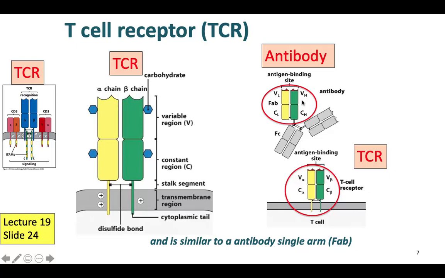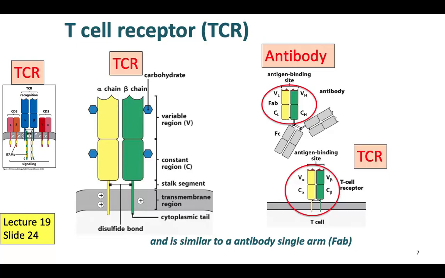The two diagrams on the right show you the structural similarity of antibody and TCR. This is antibody and this is TCR. When you look carefully, the Fab fragment of antibody is very similar to TCR. But TCR is always expressed on the surface of T cells and they are not freely moving molecules like antibodies.